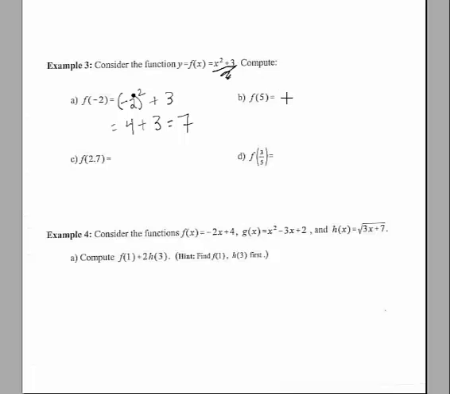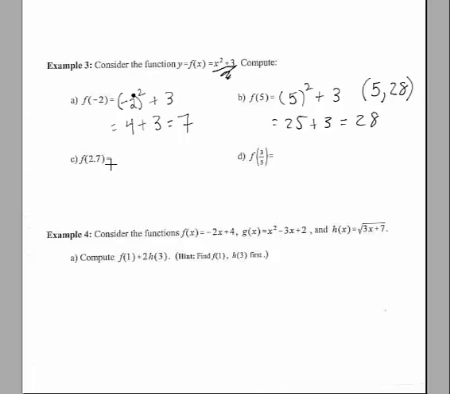Okay. F of 5. F is the same algebraic expression. We square x and then we add 3. So inside here I would put a 5. 5 squared is 25 plus 3, I'd get a 28. So f of 5 equals 28. We could write out the ordered pair for the input output, and that would be 5 for x and 28 for y.